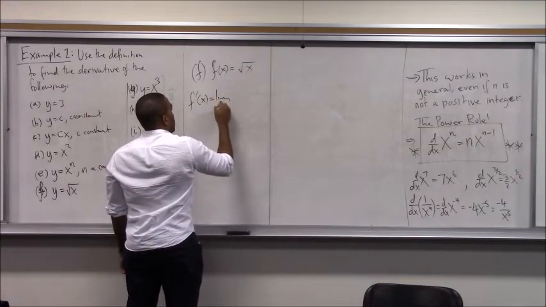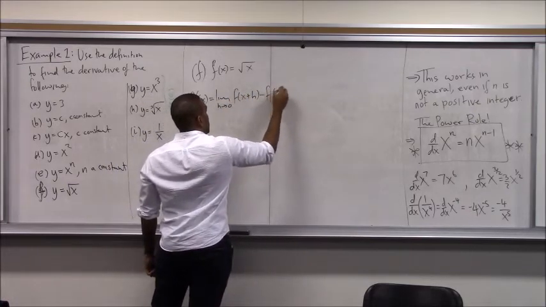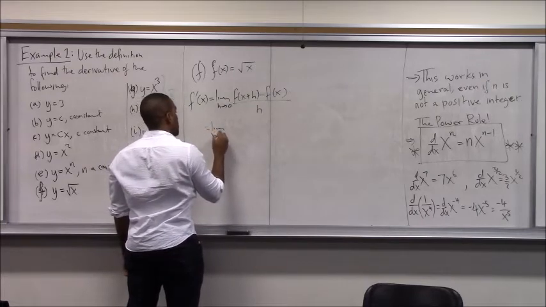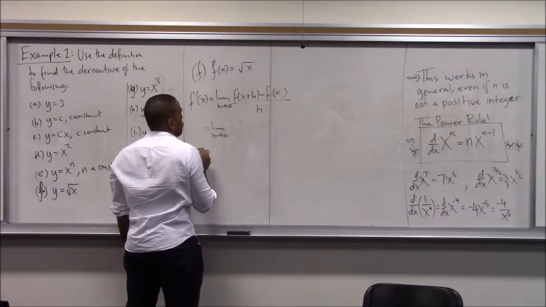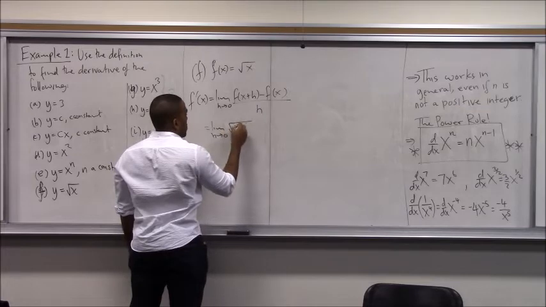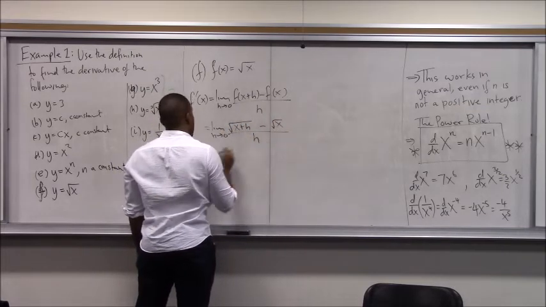So if I want to find the derivative of this guy, that's the limit as h approaches 0 of f of x plus h minus f of x, all over h. What does f of x plus h look like? It will be the square root of x plus h minus the square root of x, all over h. How do you find that one?